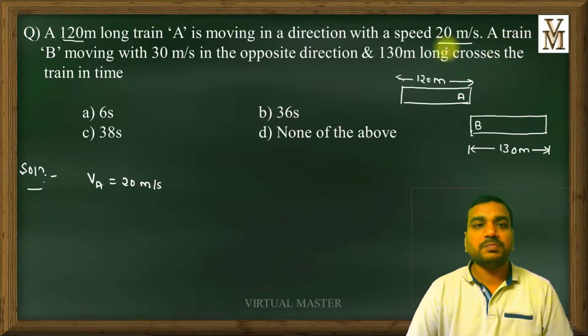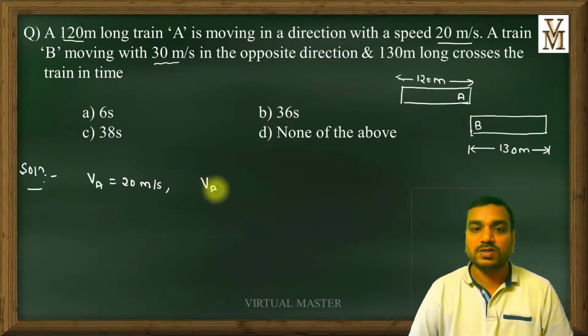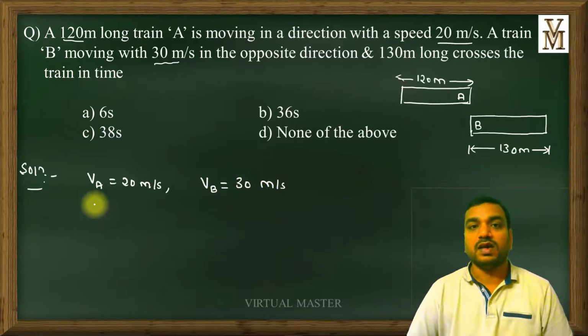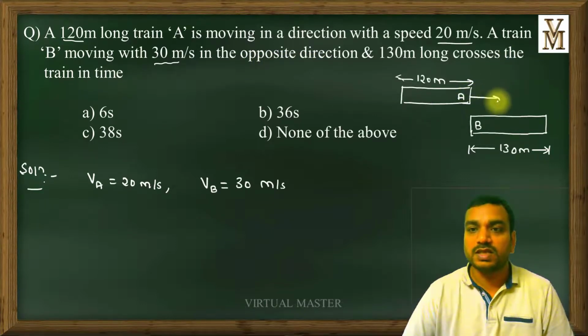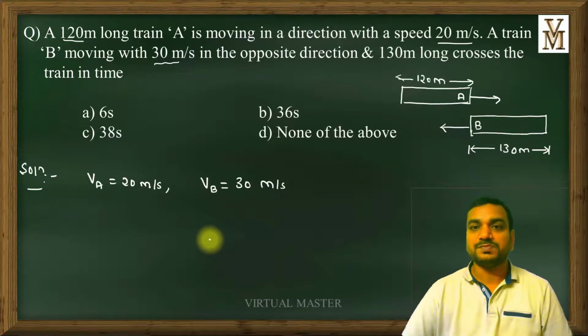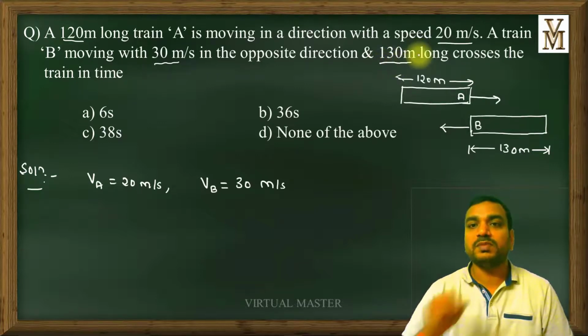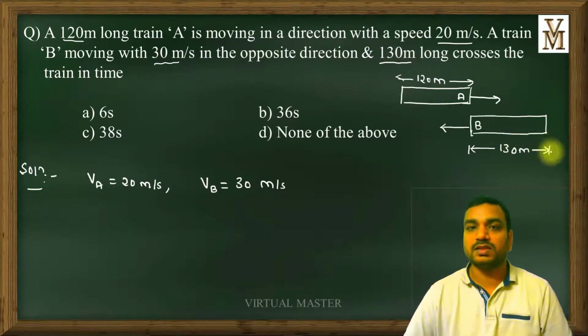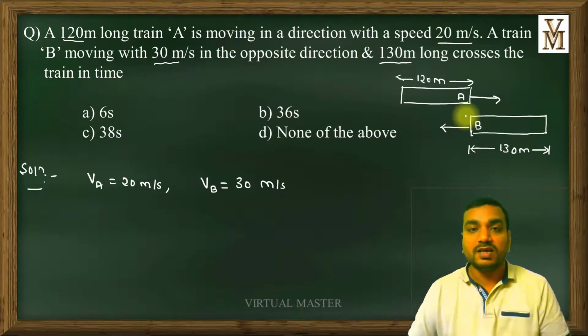Now, train B is moving with a speed of 30 meters per second. I will call the velocity of train B as VB, and it is equal to 30 meters per second. And it is moving in the opposite direction. If train A is moving in this direction, then train B will be moving in the opposite direction. Now train B is 130 meters long. Now what is he asking? He is asking how much time is required by the two trains to cross each other.